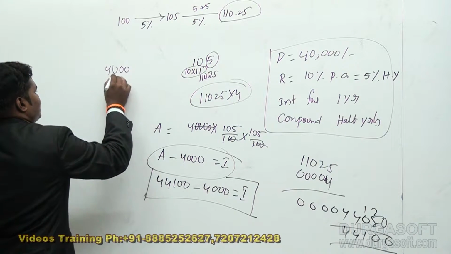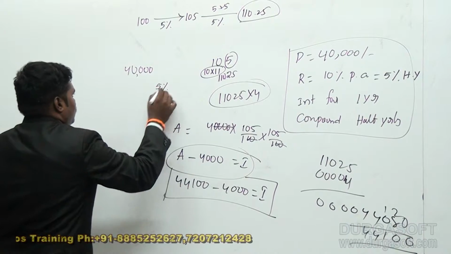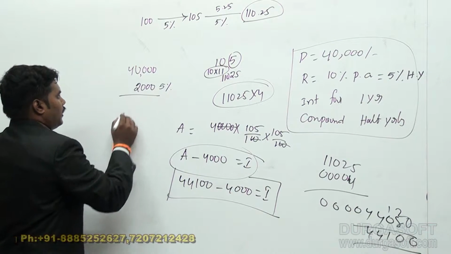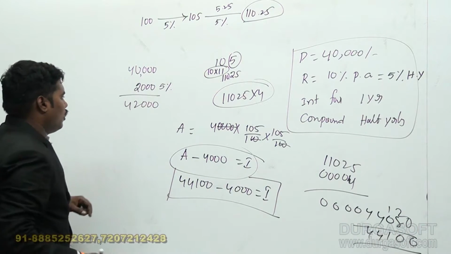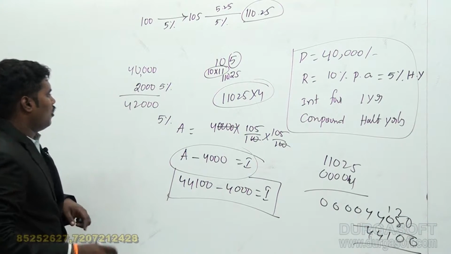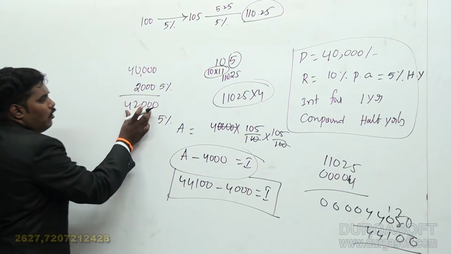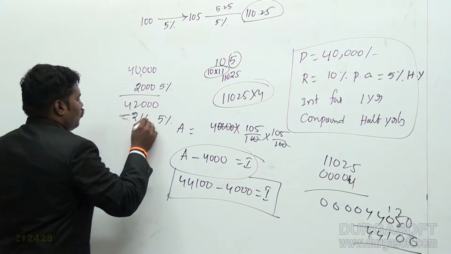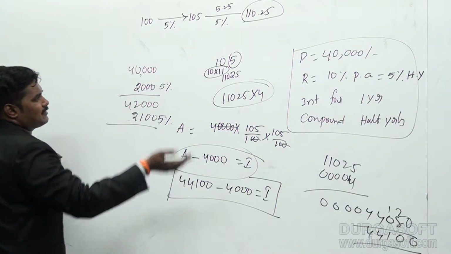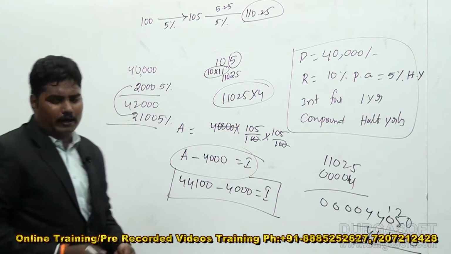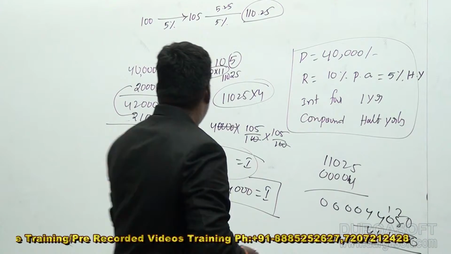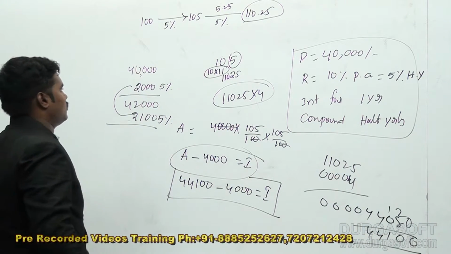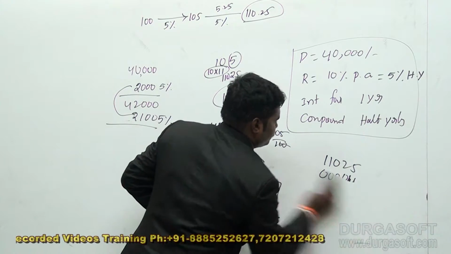Otherwise you can do one thing. On 40,000 rupees, 10% is 4,000, so 5% is 2,000. Add these two. Again 5% on this: 10% of 42,000 is 4,200, and half of that is 2,100. When you add this, since he asked only the interest, that is nothing but 4,100. Directly you can get the answer. By these two steps you can get the answer without doing all these wasteful things. Okay, this is the most preferable one.